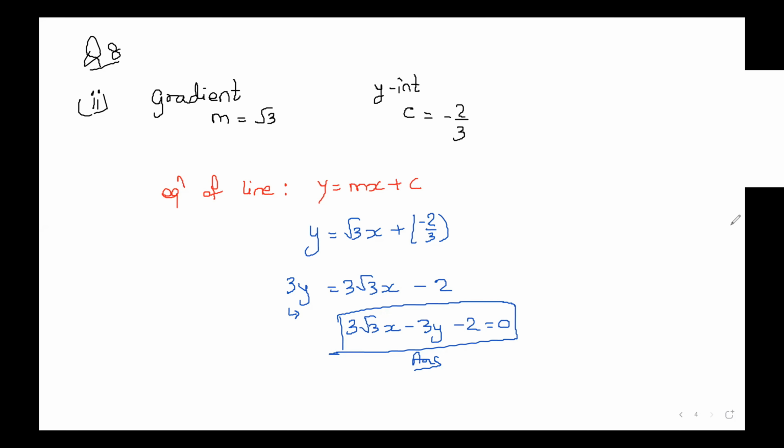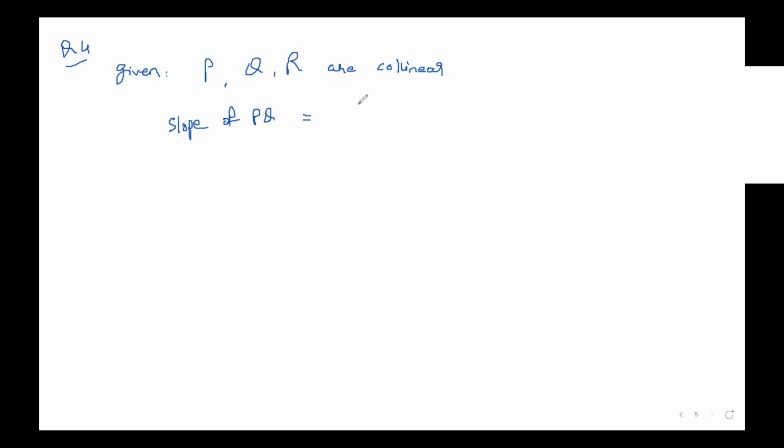Question number 4. It is given PQR are collinear. What is given? Points P, Q and R are collinear. So like question 3, slope of PQ will be equal to slope of QR. Now this is the given condition. In question 3 you have to prove this condition.